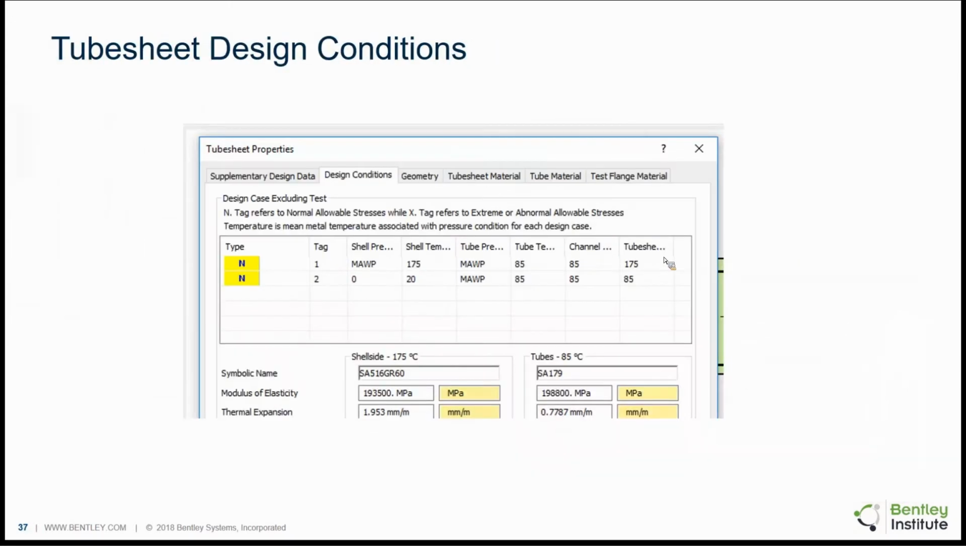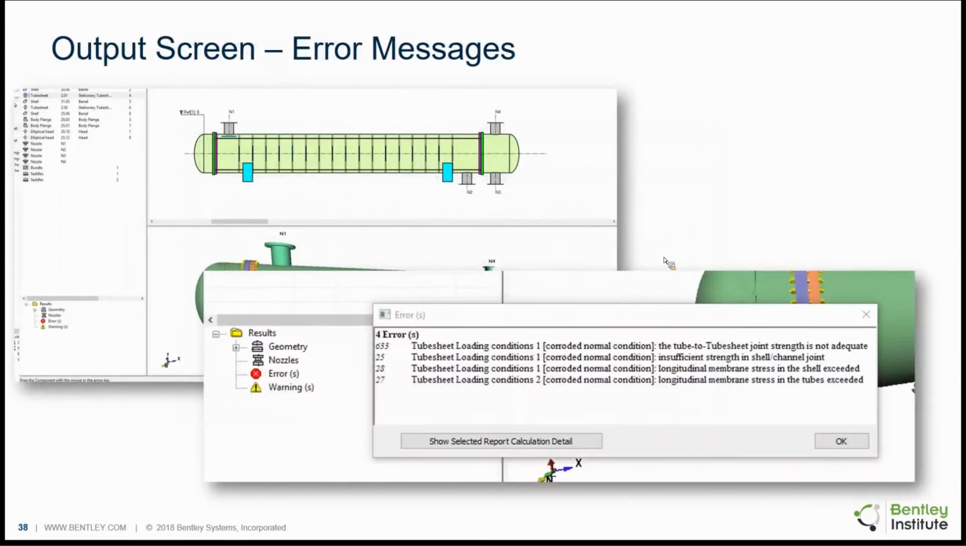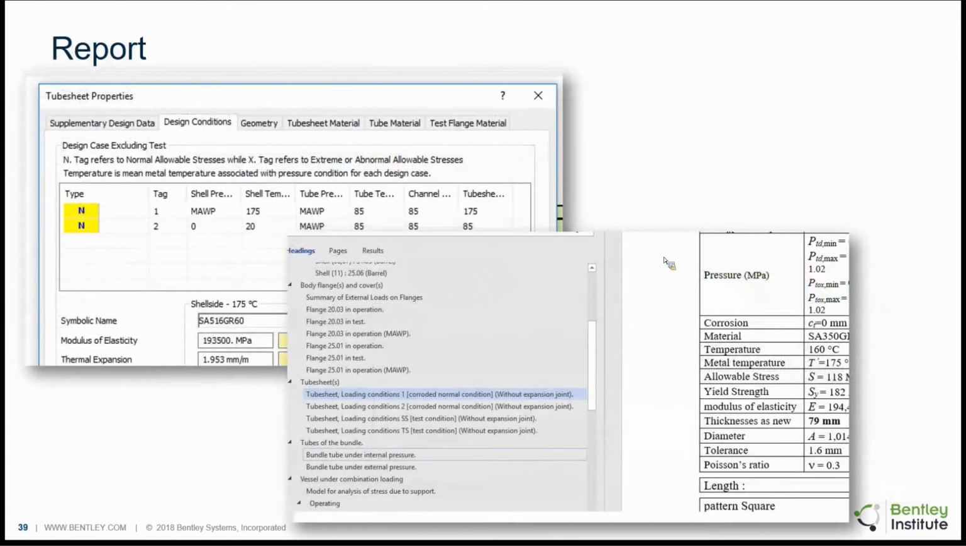So after running the calculations, clearly there are errors, and most of the errors are tube sheet loading related. First, the tube to tube sheet joint strength is not adequate, and then there is insufficient strength in the shell and channel joint, and also the longitudinal membrane stresses in the shells and tubes are exceeding. This is exactly what I was talking about at the beginning of the presentation as to what might happen if we do not use an expansion joint.